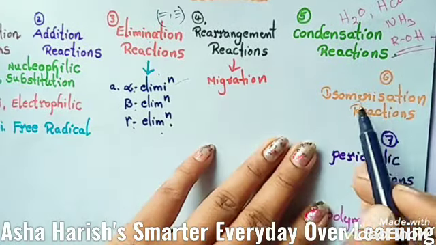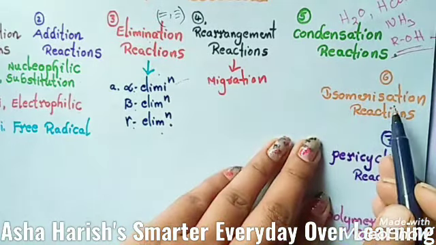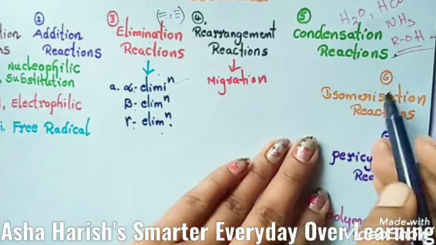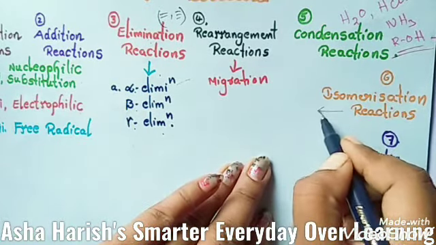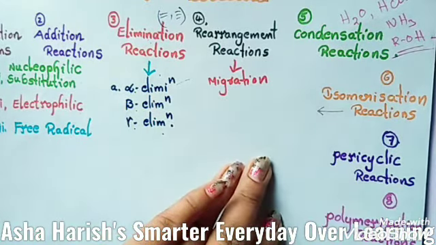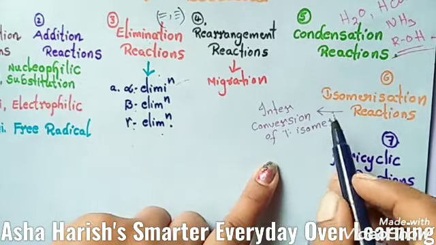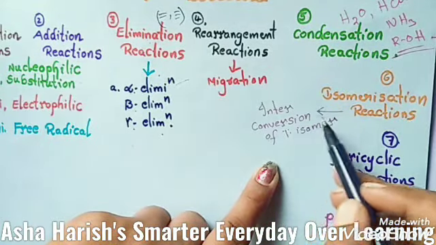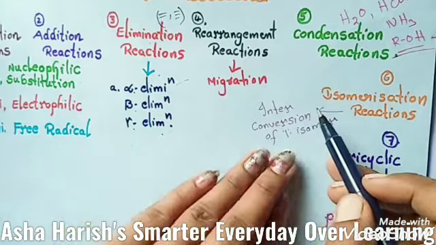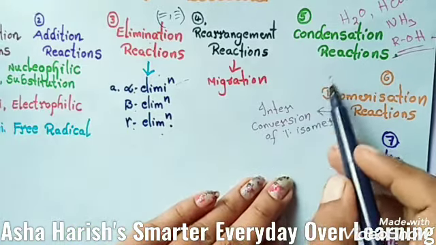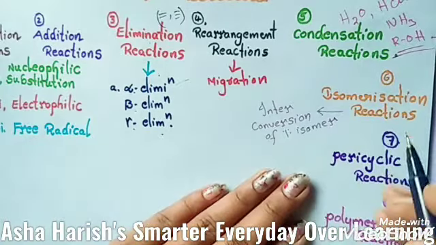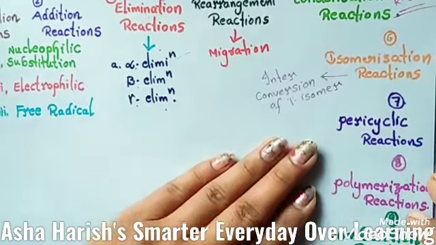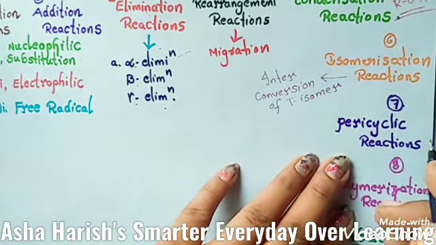And number 6 we have here is isomerization reaction. These types of reactions involve interconversion of one isomer into another, keeping the molecular formula as well as the carbon skeleton of the reactants and the products. Okay, this is the definition. And the next one we have here is pericyclic reactions.